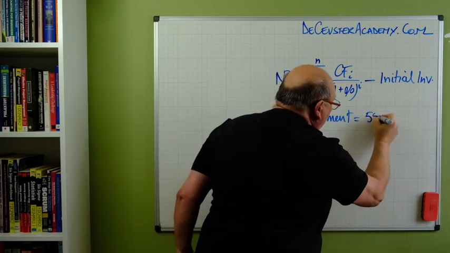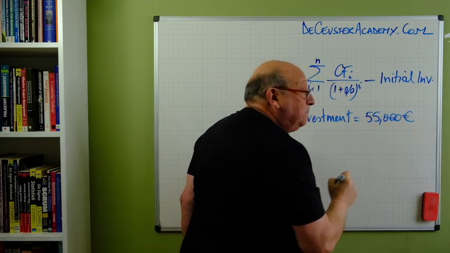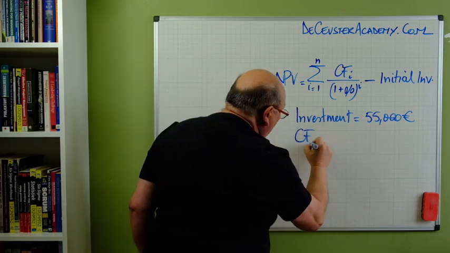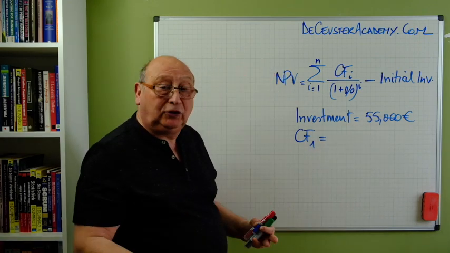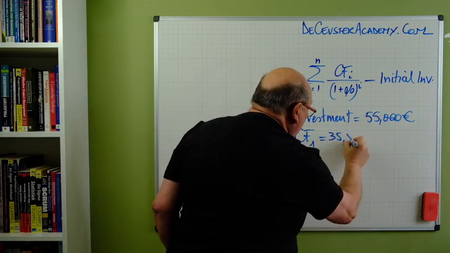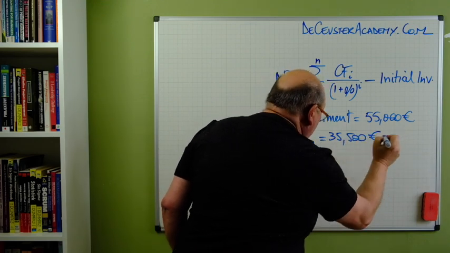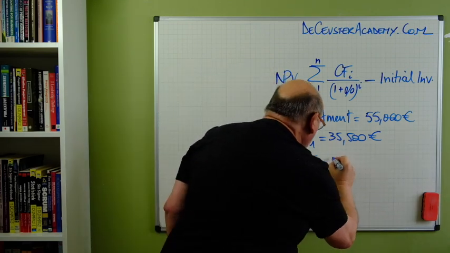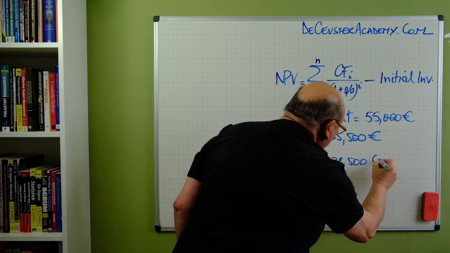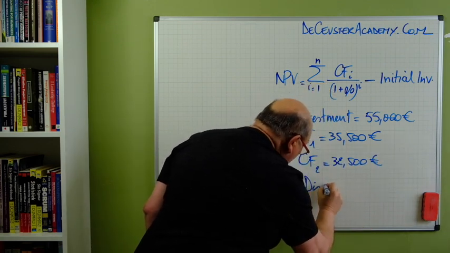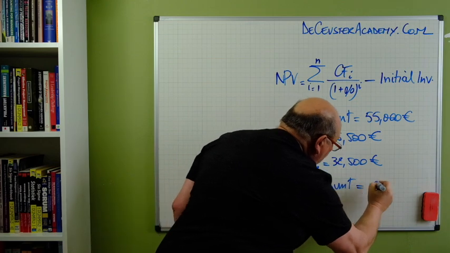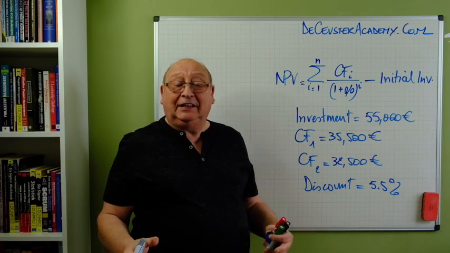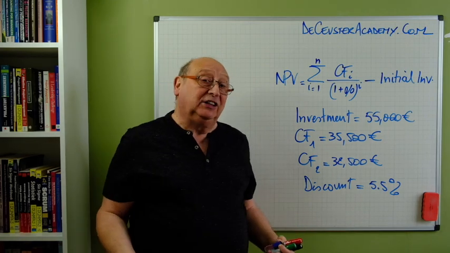which is €55,000. That's the first element. We have a cash flow in period 1 which is equal to €35,500, and a cash flow in period 2 which is equal to €32,500. And we have a discount rate which is equal to 5.5%. So that's what we want to calculate, and that's what we're going to do in different steps.